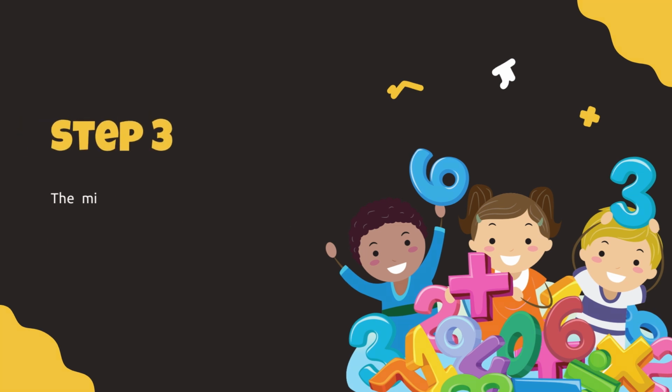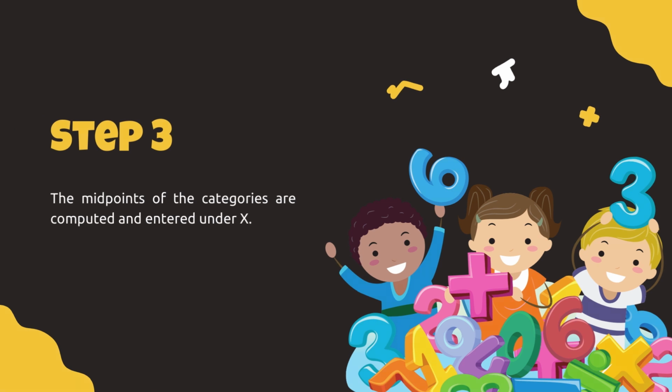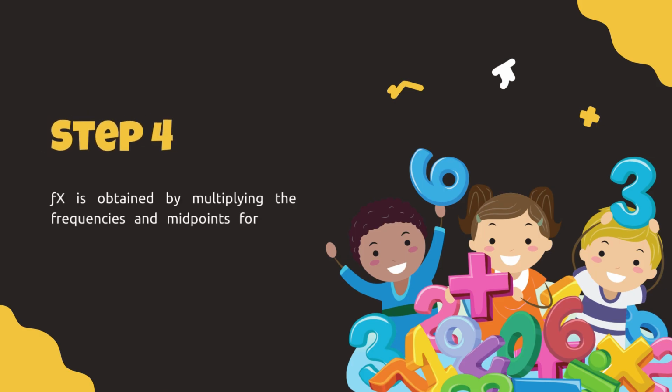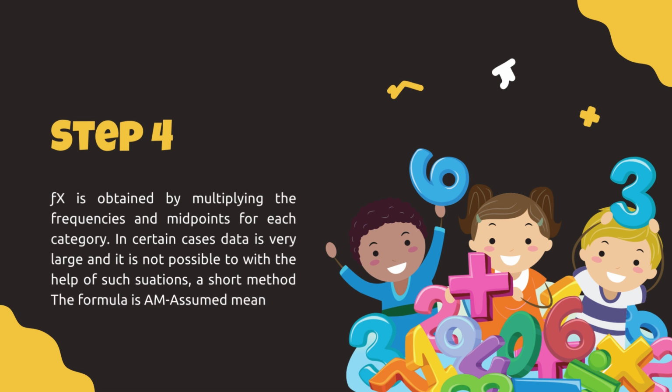Then in the third step, we calculate the midpoint. And how do we calculate it? We add the initial, or minimum, score of the class interval plus the maximum score of the class interval divided by 2. In the first case, we calculated 10 plus 14 divided by 2 is equal to 12. Similarly, for the others you can see it in the same way. In the fourth step, we calculate the fx score. We multiply the frequency with the midpoint of the score, and we calculate fx.